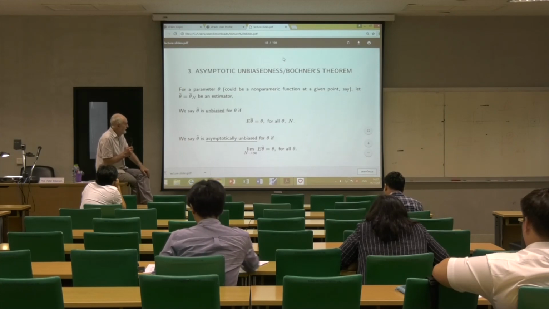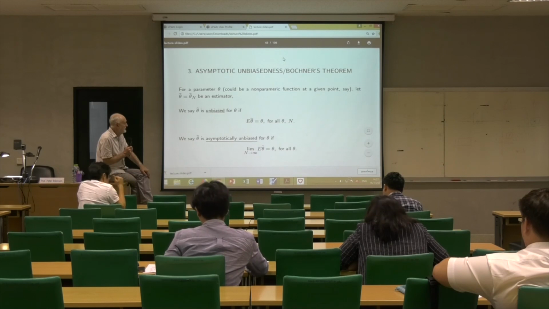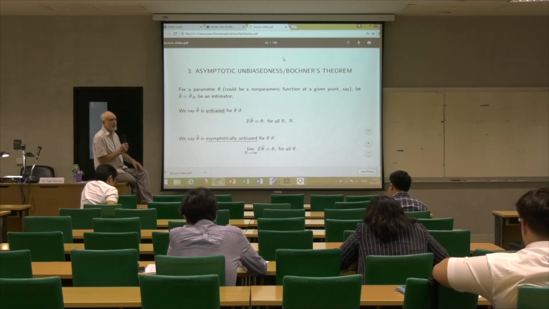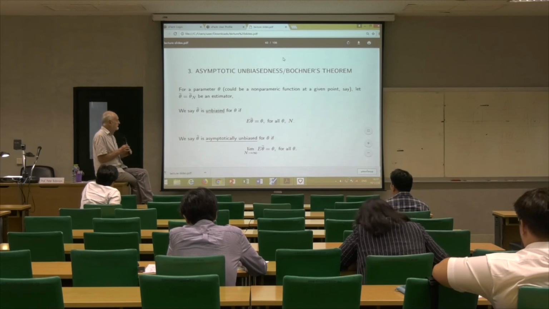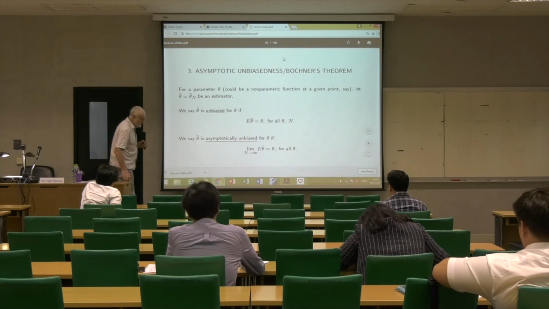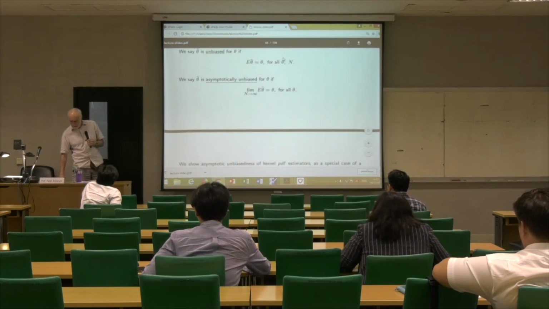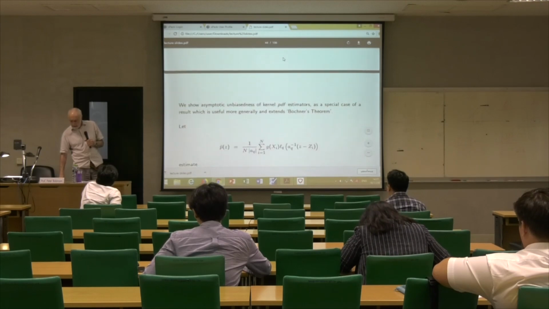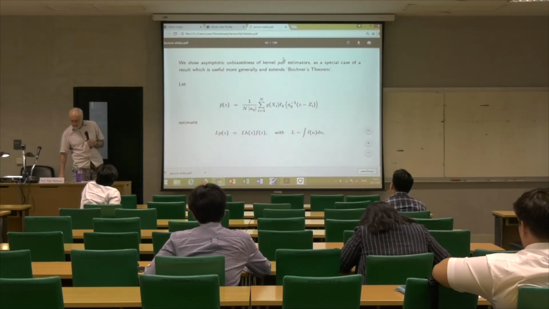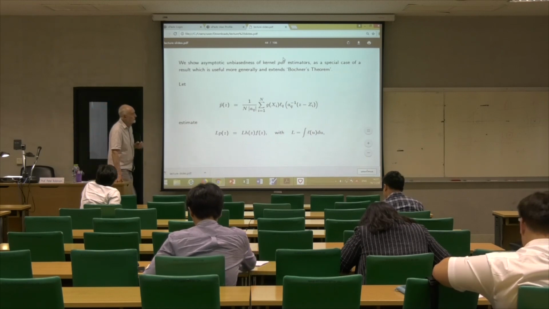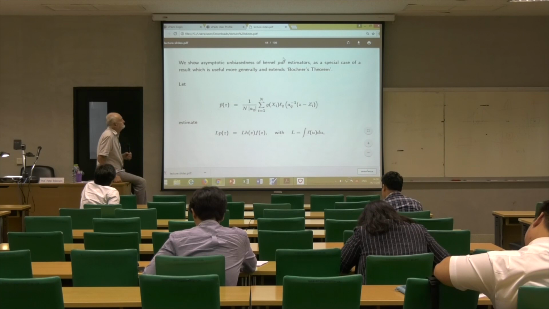However, for many statistics, as I say, the expectation of theta hat doesn't even exist for large n. So this is a bit of a limited property, but we do have to introduce it here, partly as a warning that it may not exist, but we have a kind of general result, which is a kind of my own extension, really, of something called Bochner's theorem.